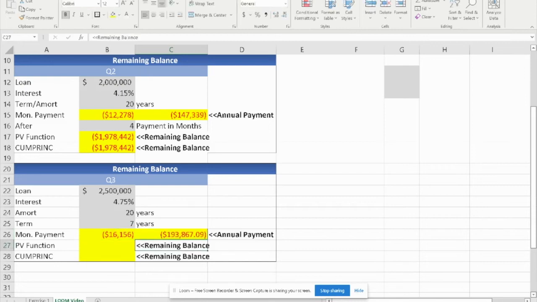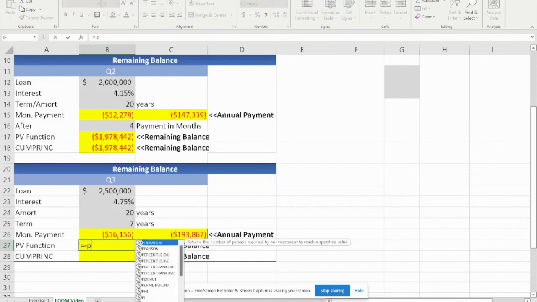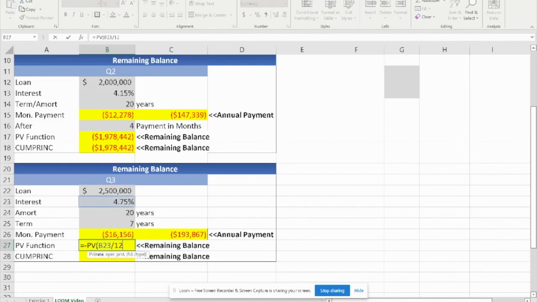Obviously, your annual payment would be the monthly payment times 12. Your annual payment will be $193,877, and we don't like to use the cents, so we'll remove those. And then we're going to use the same PV function, or a very similar PV function, and a similar cum print function to calculate the remaining balance. So to calculate the PV using the PV function, it's going to be equal negative PV, and it's asking us for the rate, which is again divided by 12. Number of payments, in this case, is obviously 20 years times 12.